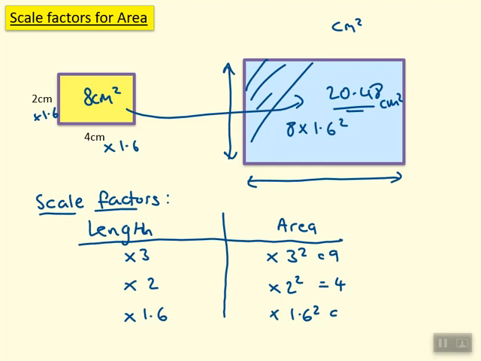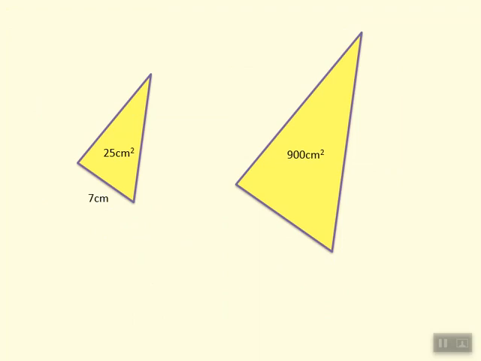So let's look at some example problems with this. Let me tell you the question first of all. I want you to work out the length of this bottom edge here, and you're given the area of both triangles. So what you could do is pause the video now and see if you can do it yourself. So pause the video now and do it.